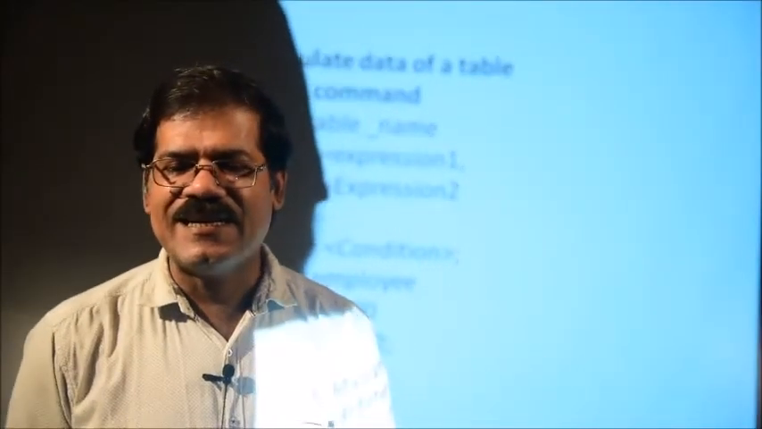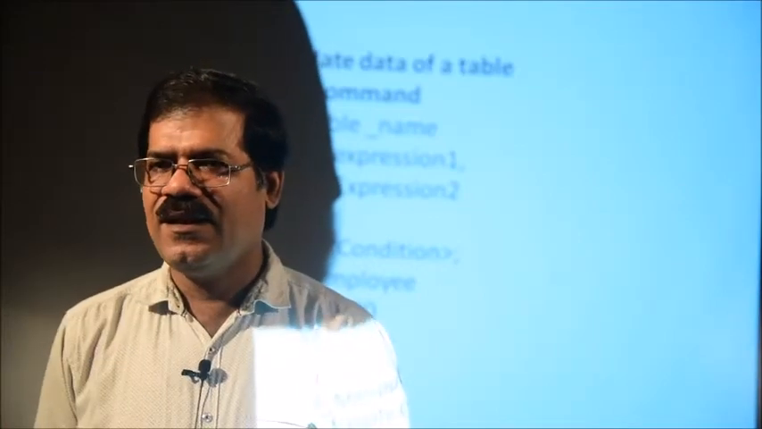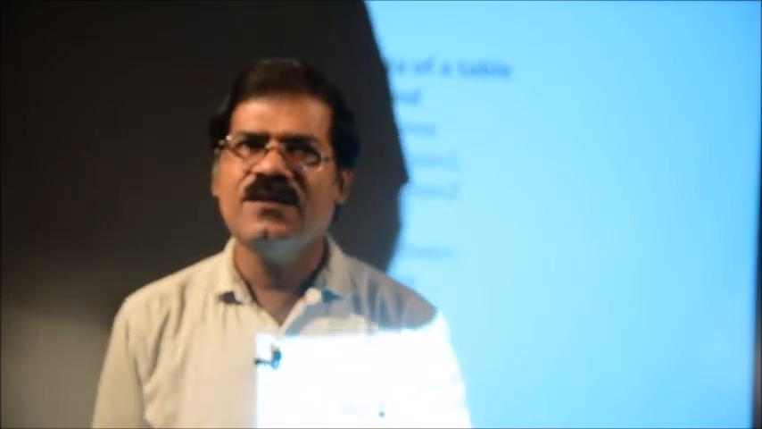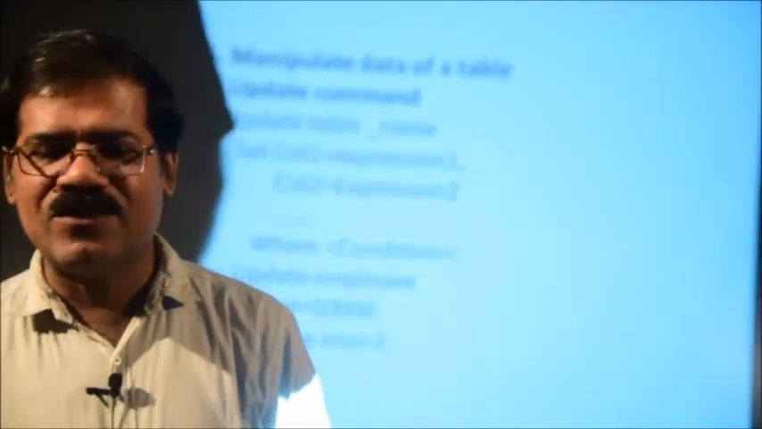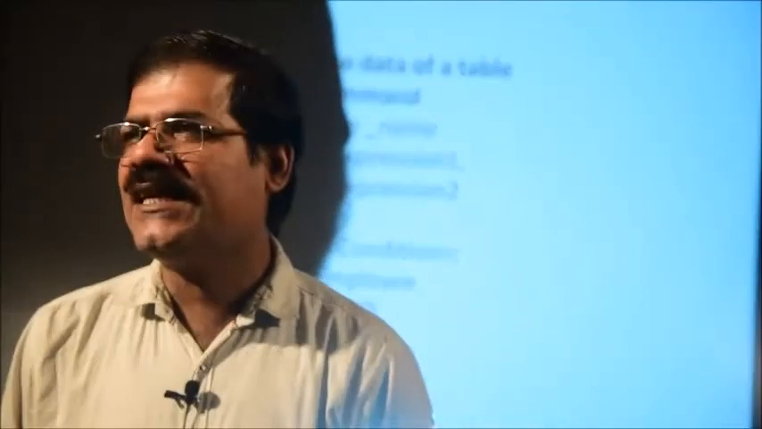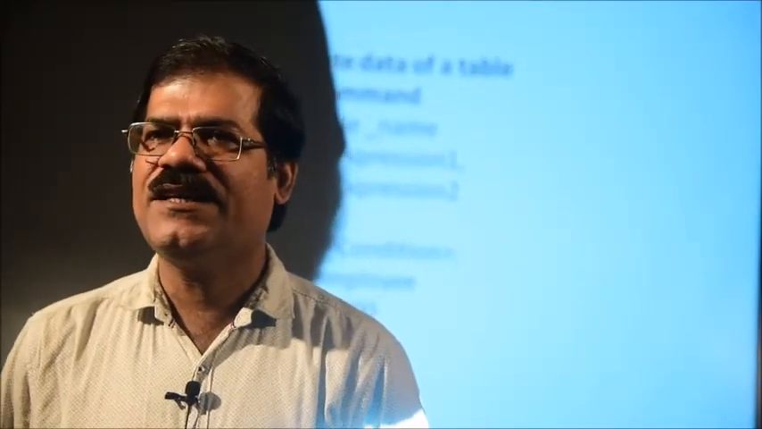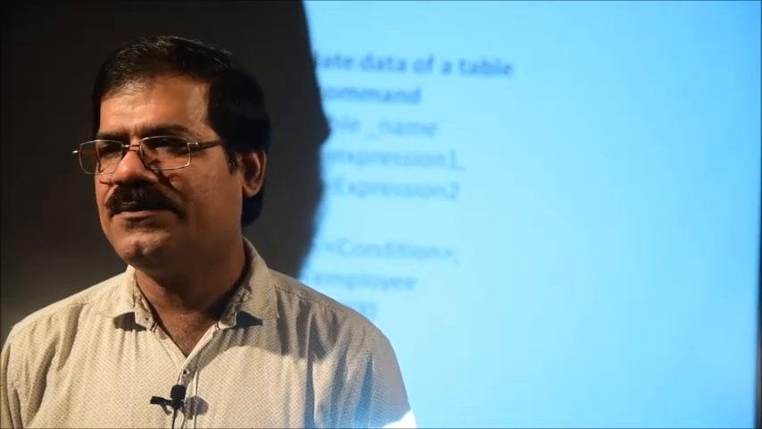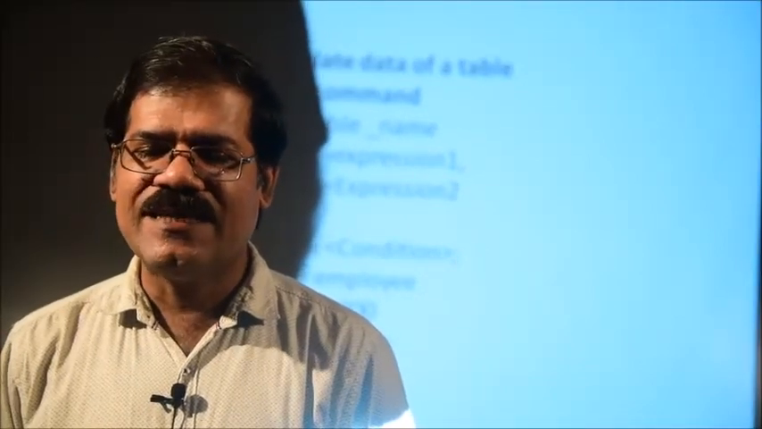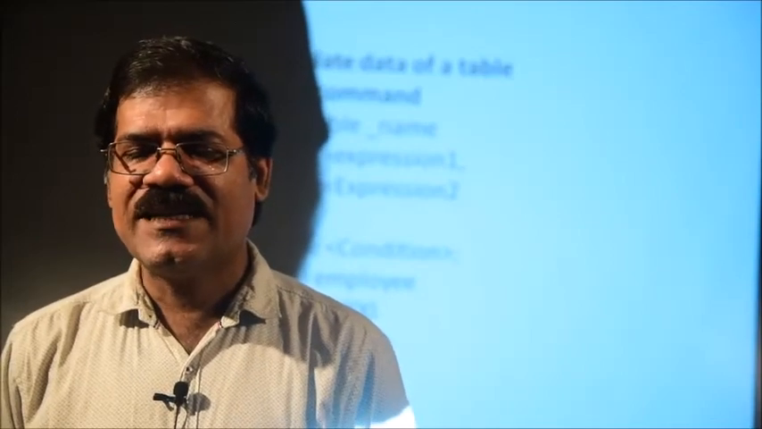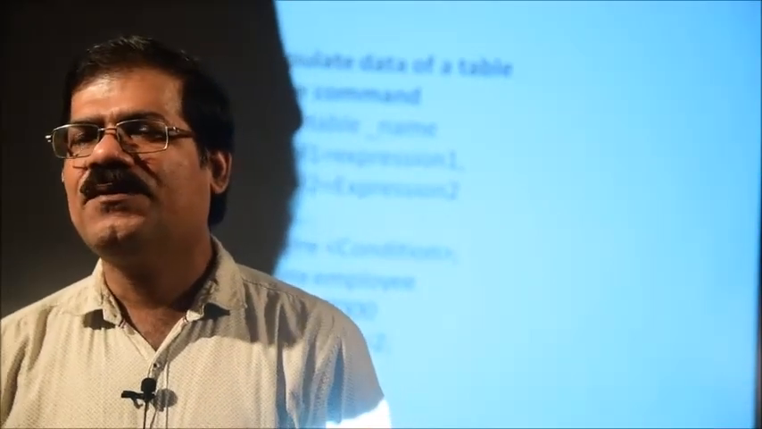Employee number 2, whose salary was previously, let it be, 45,000, is incremented by 5,000. So now the updated value is 50,000, I want to make it. How to change 45,000 to 50,000? First you write update. Which table do I want to update? The table name is employee. What column will I change? The salary field. So set salary equal to 50,000.